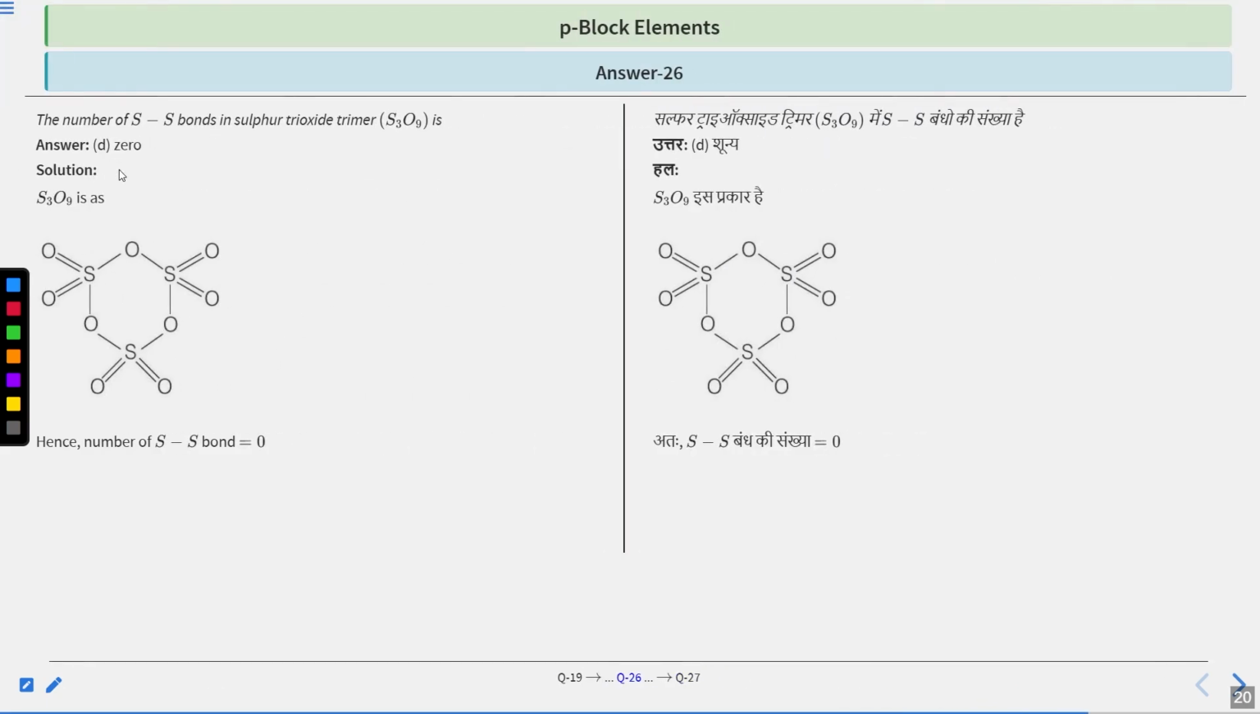Let's see. The correct answer is option D, that is 0. Basically, if you write the structure of S3O9, it is this. We have been asked the number of S-S single bonds. But you can see that no sulfur is directly attached to another sulfur. Between the two sulfurs, one oxygen is coming. So that's why there are 0 S-S bonds present in the structure of sulfur trioxide trimer S3O9. Thus, our D option is the correct answer.